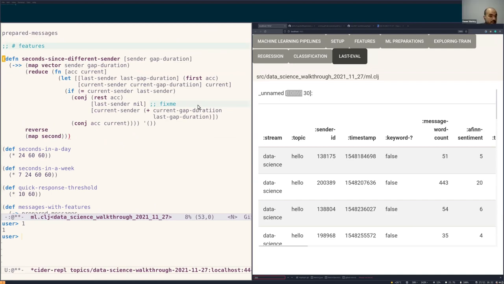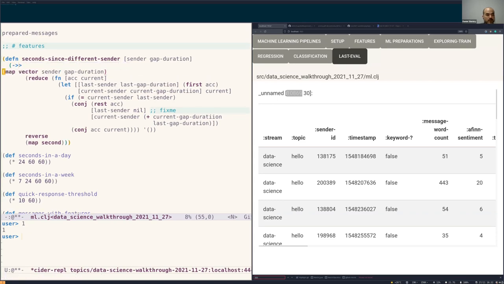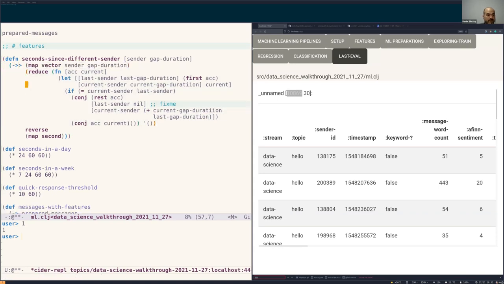Possibly. Yeah, let us see. So for example here, what we see is that we are using this threading macro to map and reduce and reverse and map second. And at least some of these things could be using transducers. Yes, but even if you were using a transducer, would that be enough if the data set was truly massive?